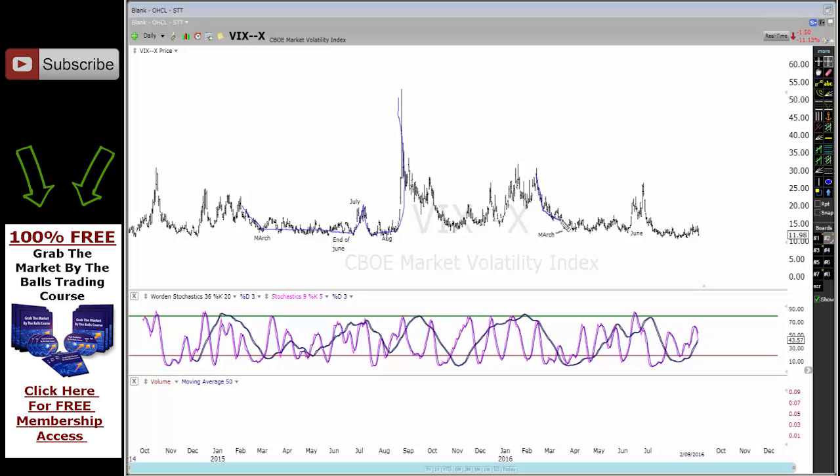Not exactly. But then we went sideways into June. June into July, we had a spike. Then the market came back down, and now we've just gone sideways again. So as you can see, it looks very, very similar to what happened last August. Market went sideways, and then bam, out of nowhere, something happened.